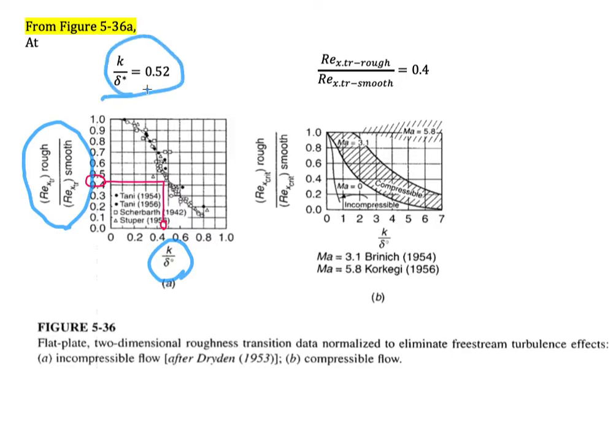So we calculate the value of k over delta star, and we found it is 0.52. So it might be around here. Okay, I'm sorry, it is 0.52, between this and 0.5, so the value is almost 0.4. According to the graph, if k over delta star equals 0.52, the ratio of the Reynolds number, rough over smooth, is around 0.4.